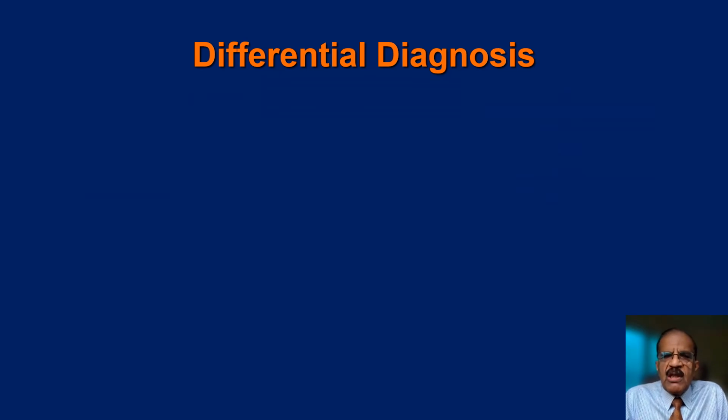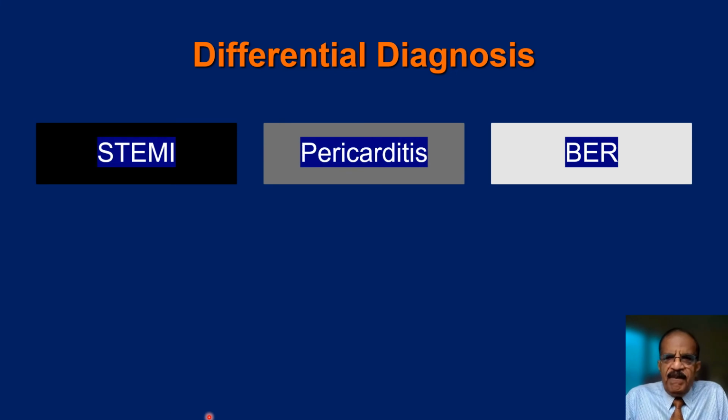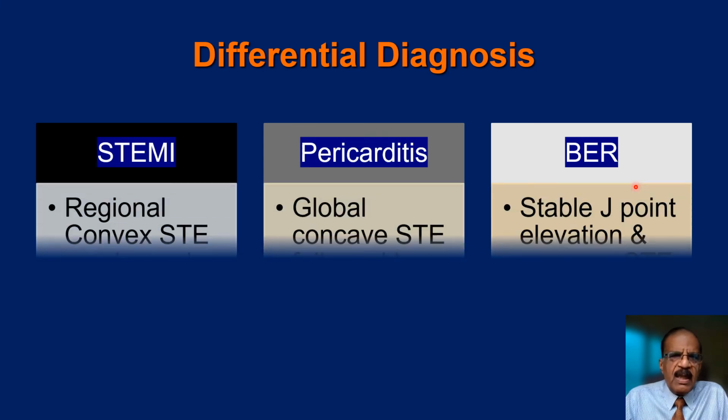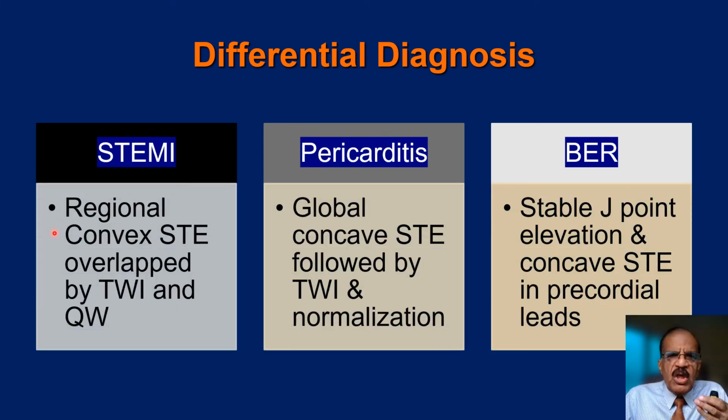Now I'm going to show you the differential diagnosis of three common conditions which are characterized by ST segment elevation: STEMI, pericarditis, and benign early repolarization syndrome. In STEMI, you have a regional convex ST segment elevation overlapping with T wave inversion and finally appearance of Q wave. We have discussed this in detail. And in pericarditis, global concave ST segment elevation followed by T wave inversion and then finally complete normalization of the ECG.